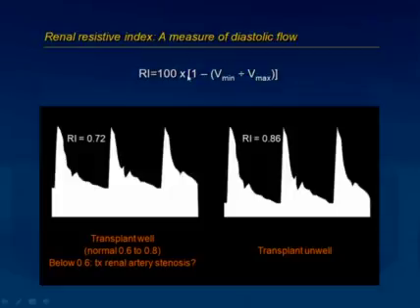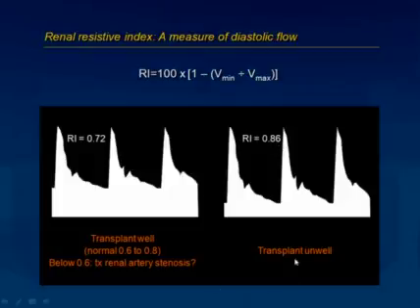If we go away from the formula and just look at these waveforms, then the easiest way to remember the resistive index is to say that the renal resistive index is a measure of the diastolic flow. That is, good and proper diastolic flow, as in this waveform, equals a normal renal resistive index. In a transplant, that would be between 0.6 and 0.8. Poor diastolic flow, as in this waveform, equals high resistive index. As I said before, the upper limit of normal is probably 0.8, and a renal resistive index of 0.86 is clearly elevated. What does that indicate?